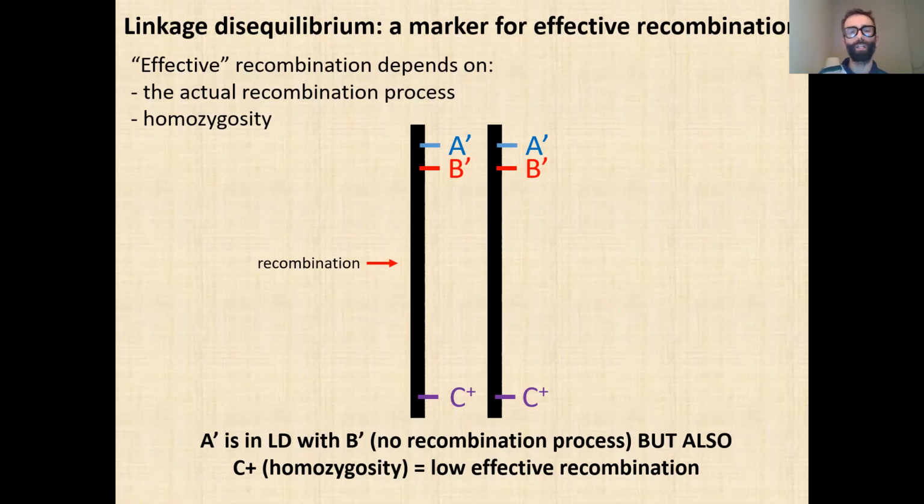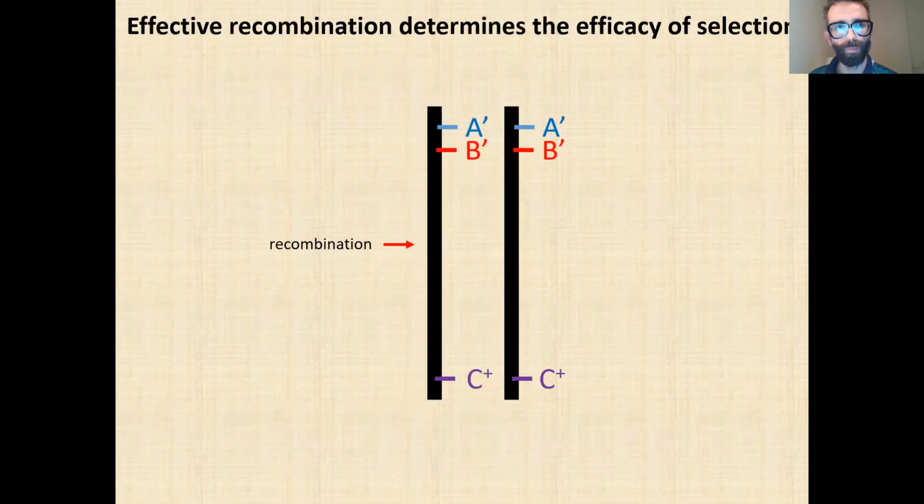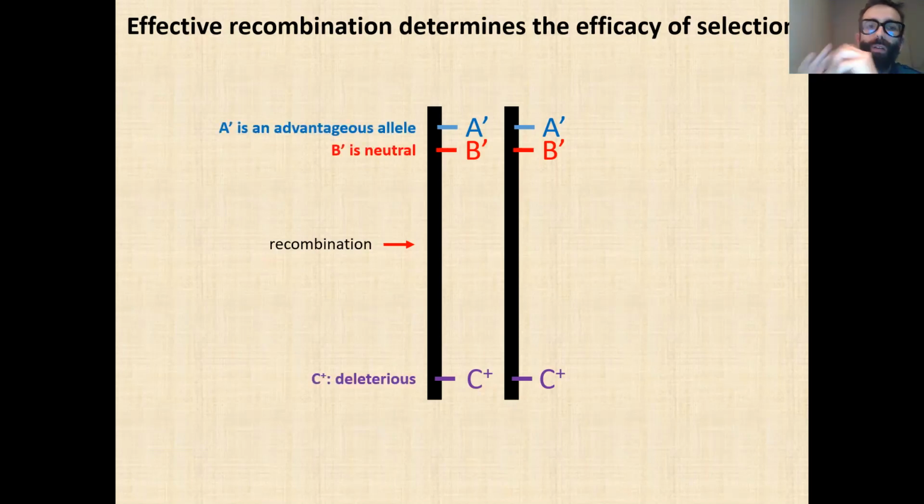And you might wonder why I'm telling you this. Well, now imagine that we're going back to this idea of effective population size, effective recombination, and efficacy of selection. So same case here: an individual which is homozygous. But now let's add another piece of information, which is that each of these 3 alleles has a different effect on fitness. The A prime allele is advantageous, B prime is neutral, so no effect, and C plus is actually deleterious. You might see what's coming here.